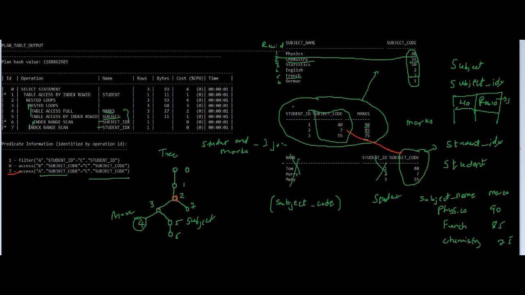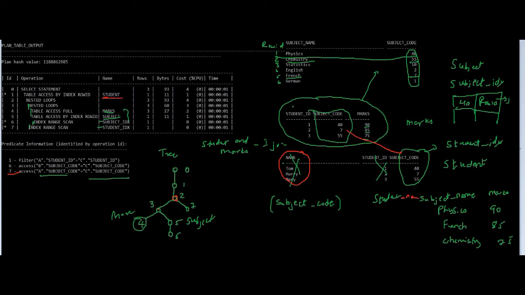Now we still need the student name, right? But we have not accessed the student table yet. There was only an operation on the index, that is student IDX. This student name is what we are interested in in the final select. So that data is accessed with the help of the index, that is table access by index row ID.